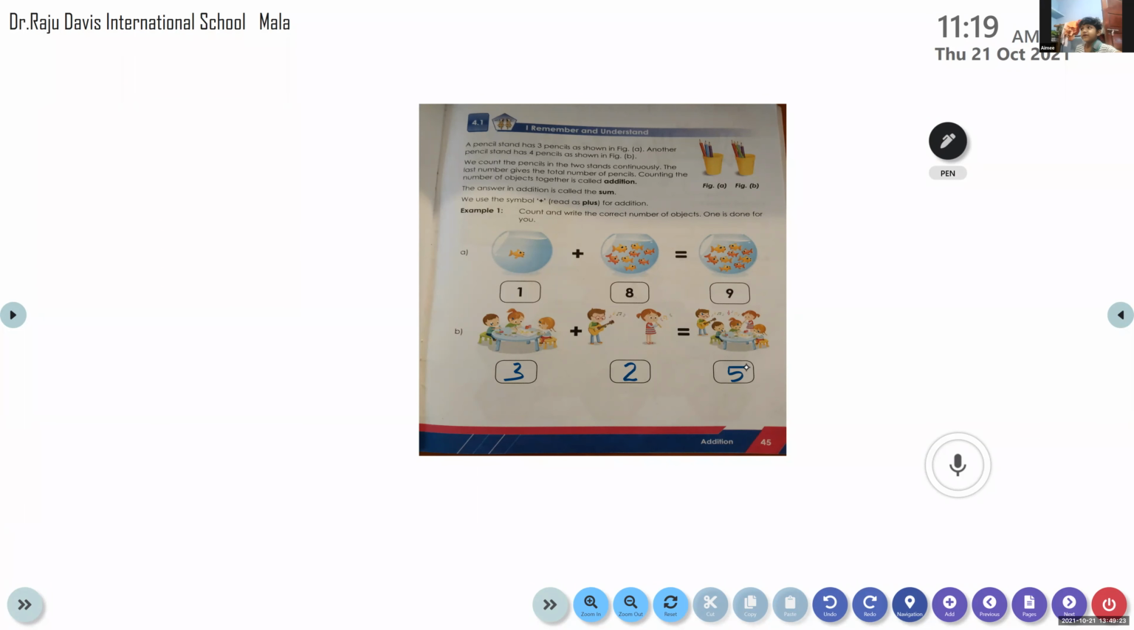So here we can see we are adding numbers, and also we can see addition means putting together, and we use the symbol plus. Here you can see plus, so the symbol for addition we call plus. And the answer in addition we call sum, S-U-M, sum. If you have completed the answers, you can close the textbook. Please take the notebook. Let's write the points in the notebook.